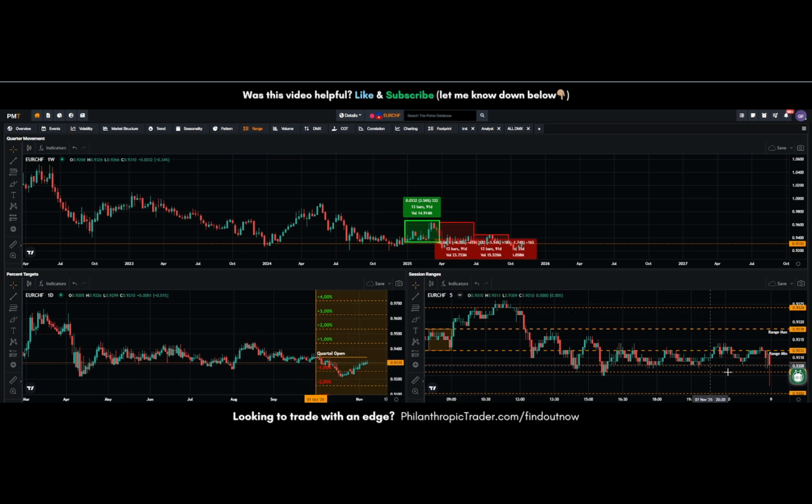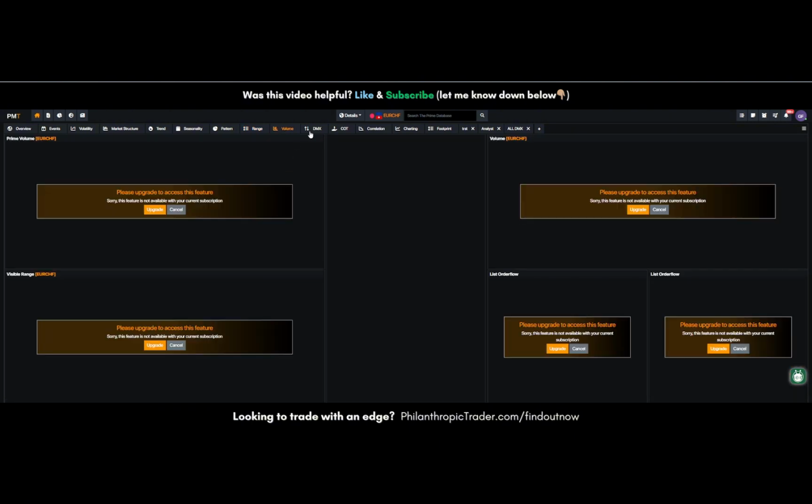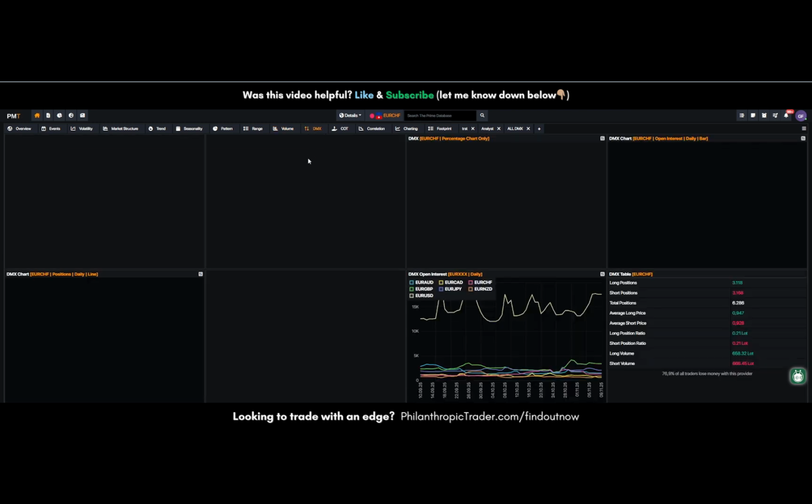Here we have the session ranges again. If you see a breakout, for example, you can see the range, the max range, the minimum range. And you can take some money off if you like. Here we have the volume. Again, I'm not really interested in that, so I don't have that feature.